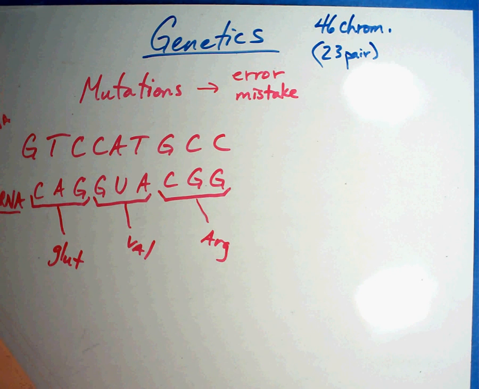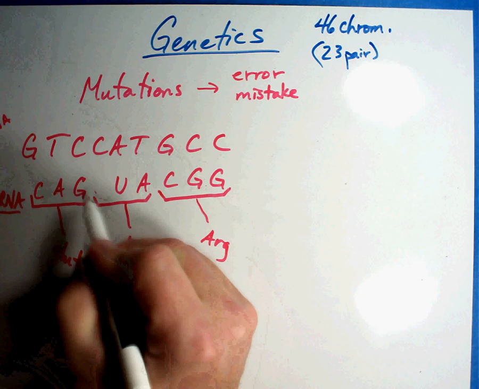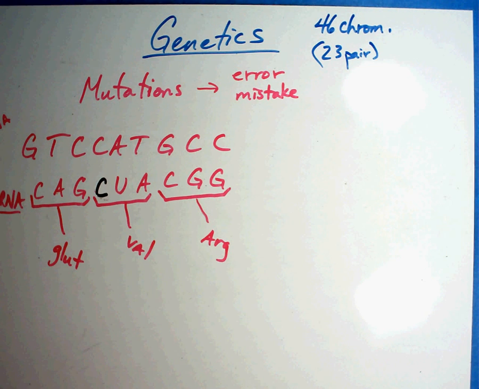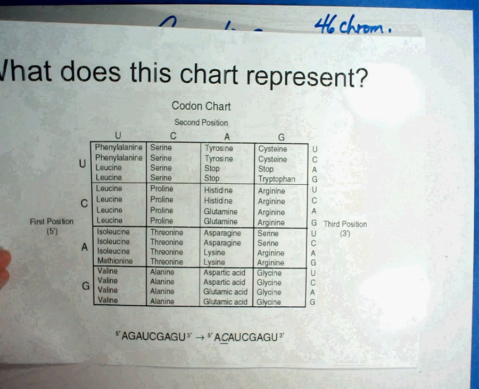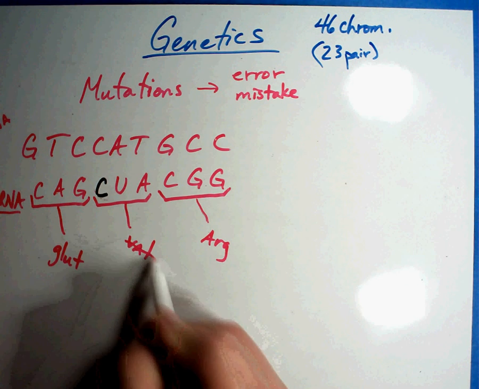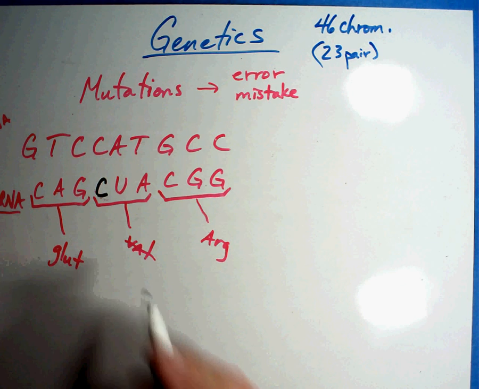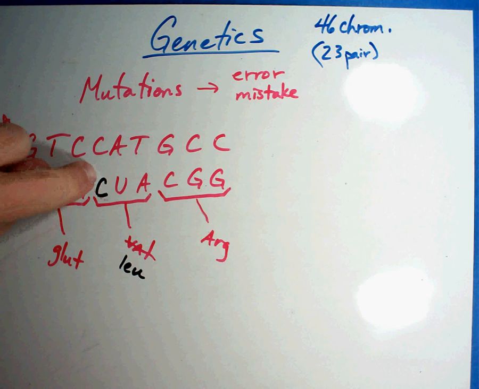And so let's see an example of a mutation. Let's say that this G, there's a mistake, and it accidentally puts in a C. No big deal. It's just one letter. Can't affect very much, can it? Well, if you look up on the chart like we've done in the past, remember seeing this? Well, if you look up what amino acid is made, it's not valine anymore. In this case, it becomes a leucine. Well, that's what is called a point mutation. At one point, there's a mistake.